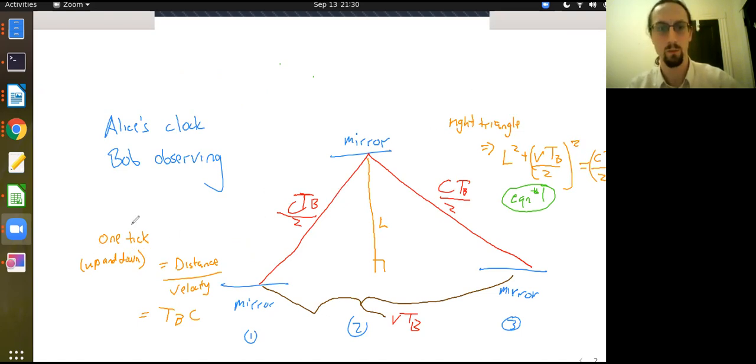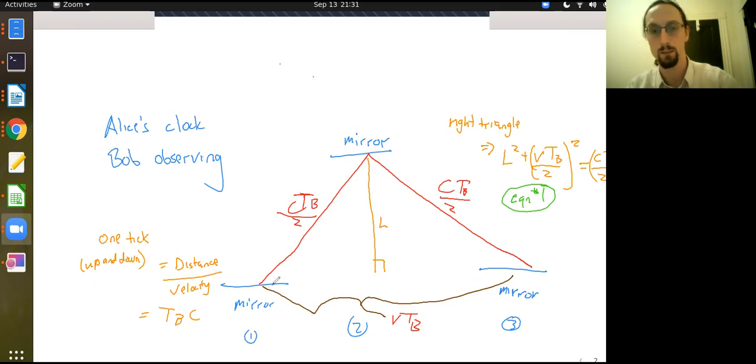And we see that there's the duration of one tick, that's an up and a down. It's one, well, it's 2 ticks that I just counted off, but 1 up, 1 down equals 1 tick. Distance is velocity times time, and that is going to be Bob's observation, so we'll call it TB times C, the speed of light. Going from one mirror to the second mirror and back down, that's 1 full tick. Half of that trip, C TB over 2. We can define this length here as L, the height between the 2 mirrors.